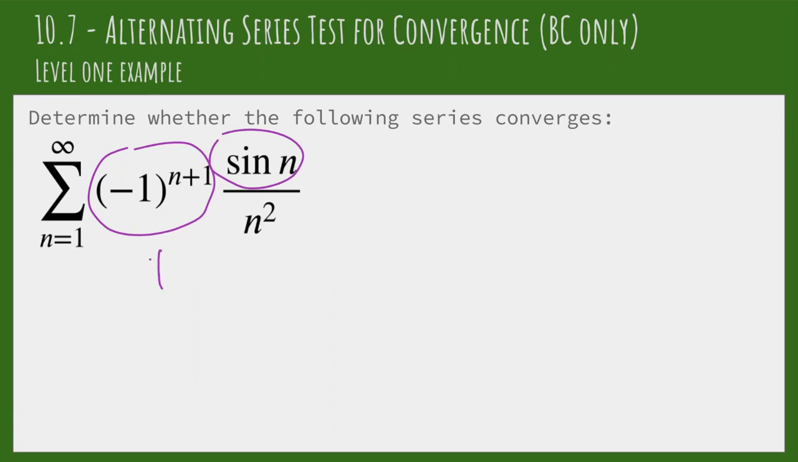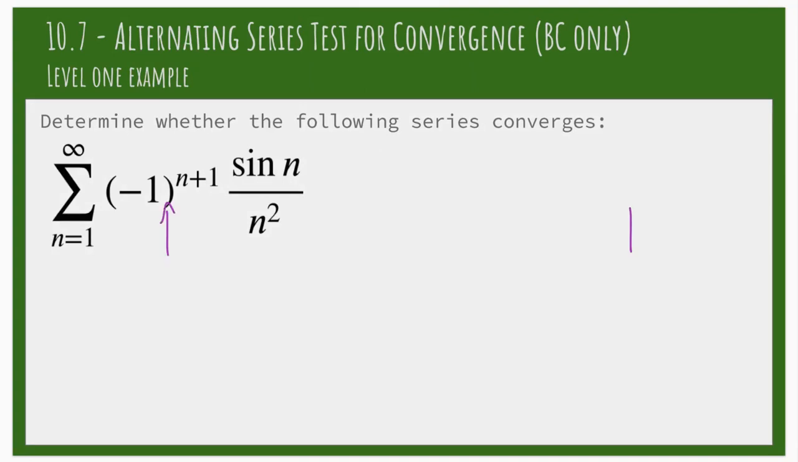Okay, so when n increases by 1, this is going to change from positive to negative or negative to positive. Sometimes this is positive, sometimes negative. It is somewhat predictable, but it's not going to match up with this right here. So it is not going to be an alternating series. So we can't use the alternating series test for convergence to do this. It actually turns out that the series is going to converge, but we can't use the alternating series test.